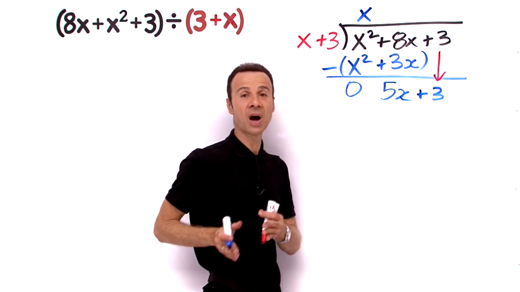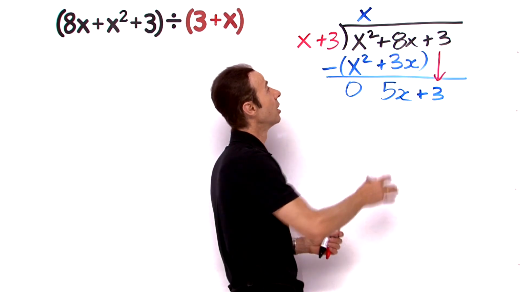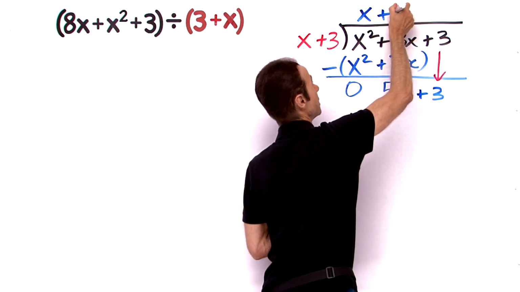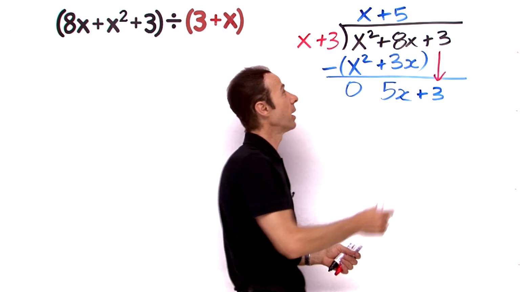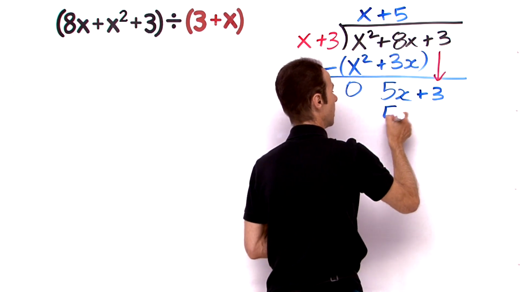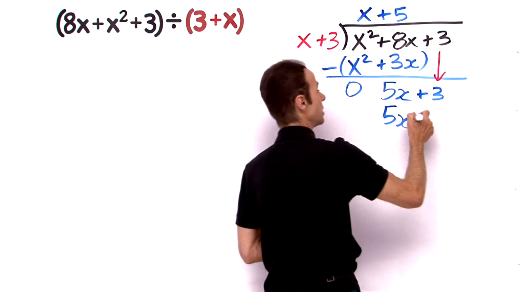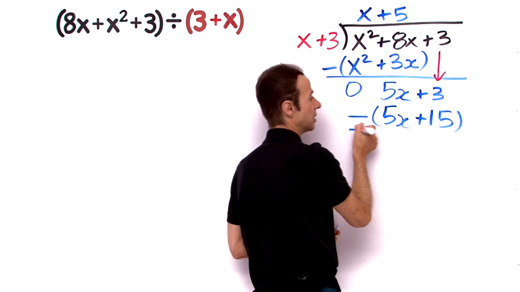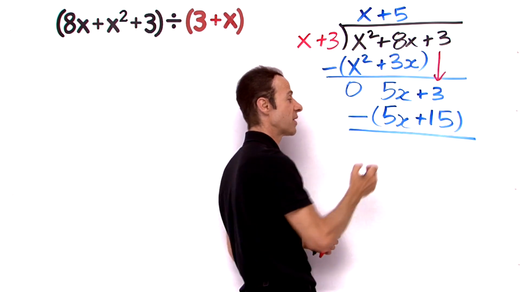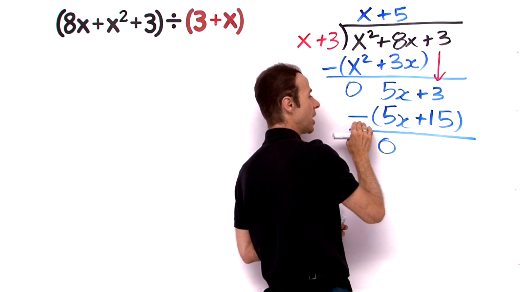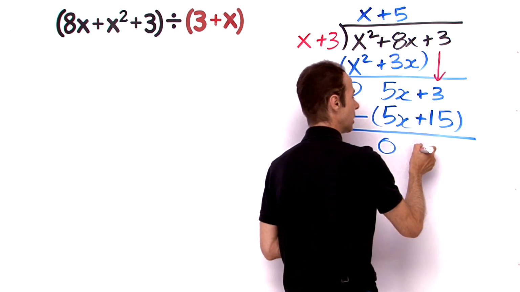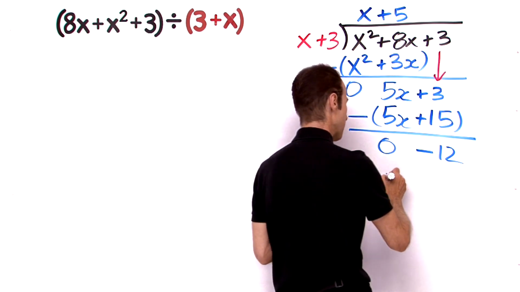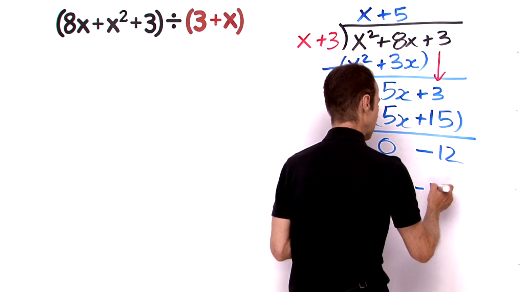Let's go through it again. Divide, multiply, subtract. Okay, x into 5x goes in plus 5 times. Let's multiply. 5 times x is 5x. 5 times 3 is plus 15. Now we subtract. Okay, 5x, take away 5x is 0. 3 minus 15, that's going to be negative 12. And there you have it. After all that work, we came up with the remainder equals negative 12.